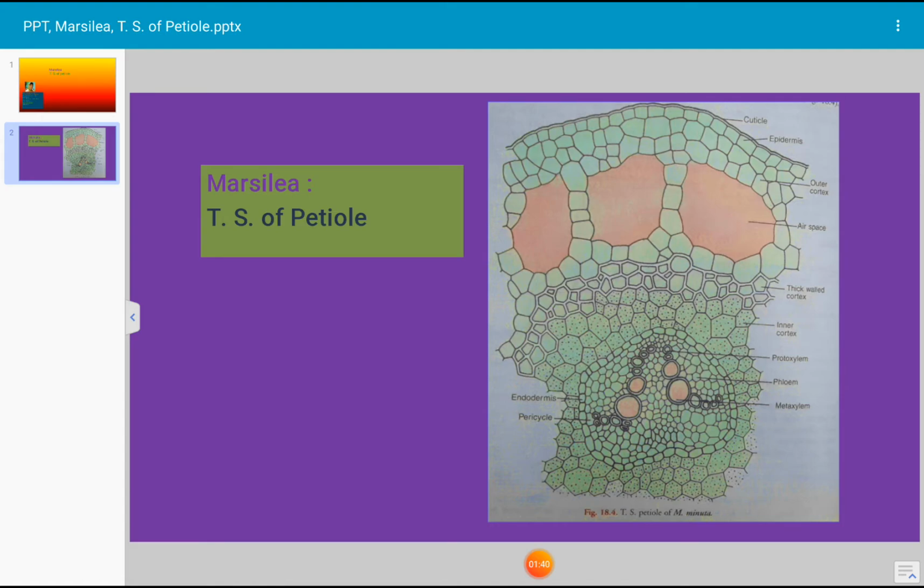And then next to the outer cortex, inner cortex is placed. The inner cortex of petiole is made up of parenchymatous cells. The cells are arranged compactly without intercellular spaces. In the inner cortex, some tannin cells are present. Presence of tannin cells, again, is a characteristic feature of petiole of Marsilia. The tannin cells may be randomly distributed. They may be present here and there.